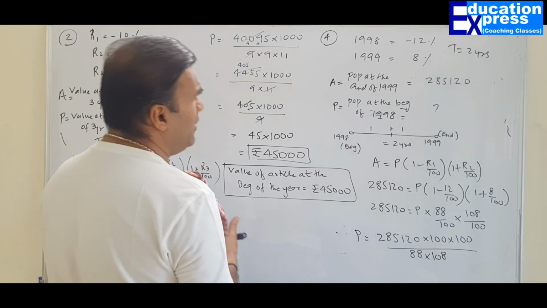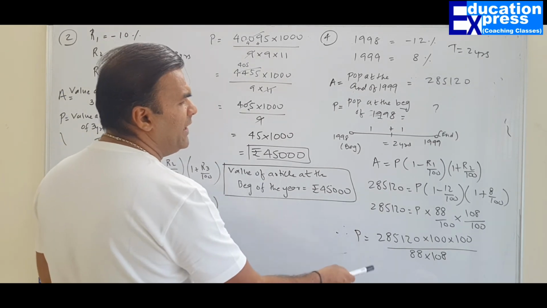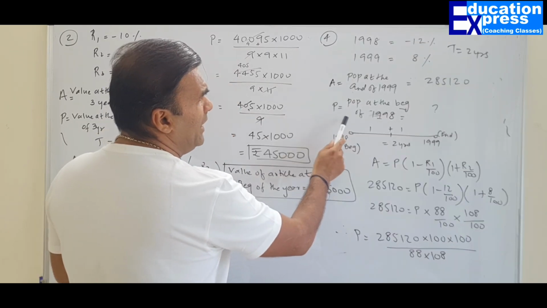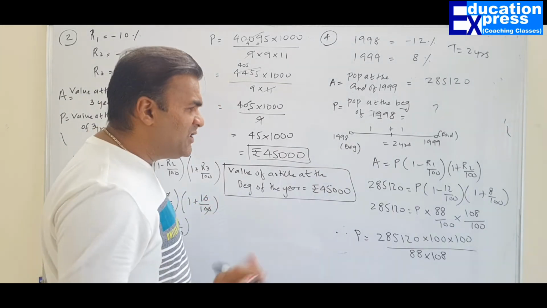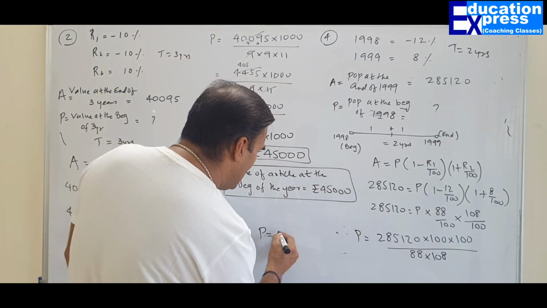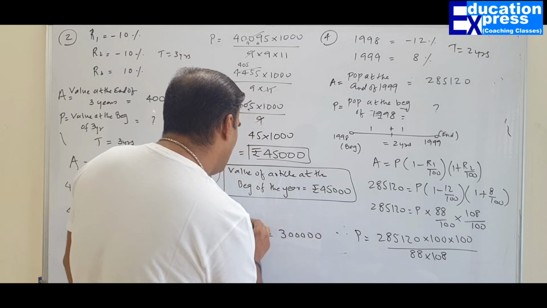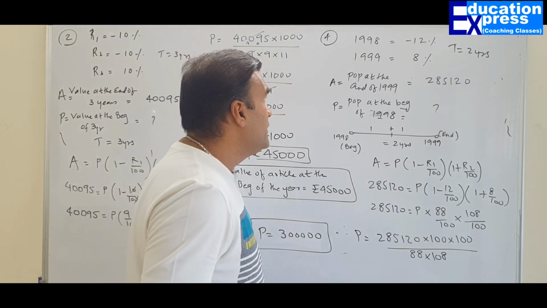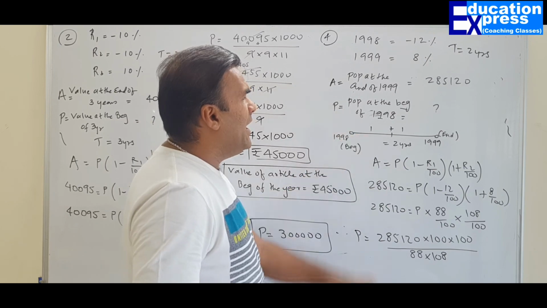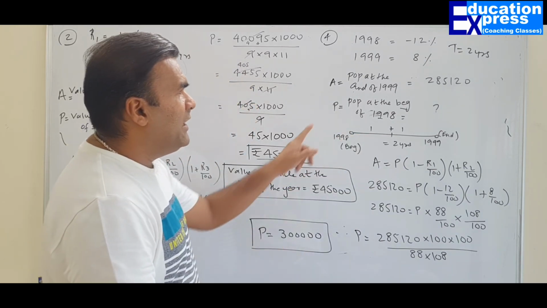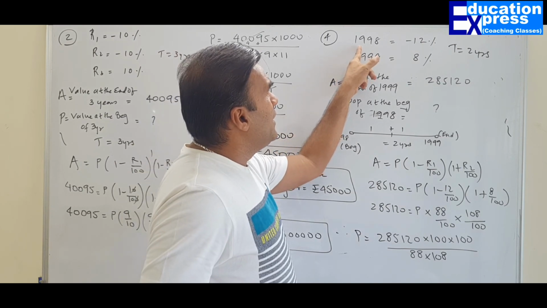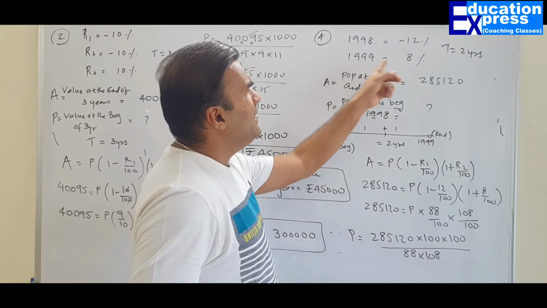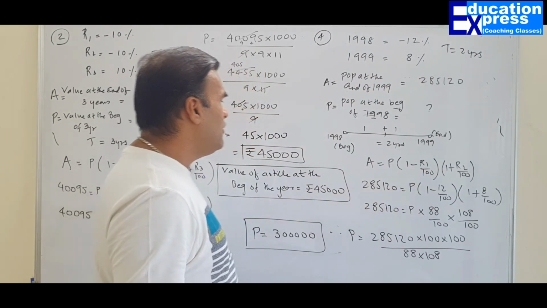I'll give you the direct answer to this question. We simply have to find out the population of the town at the beginning of 1998. The question requires a simple calculation. Upon calculation, you will get the value as 3 lakh. That means the population of the town at the beginning of 1998 would be 3 lakh. In 1998 it decreased by 12%, then in 1999 it increased by 8%.